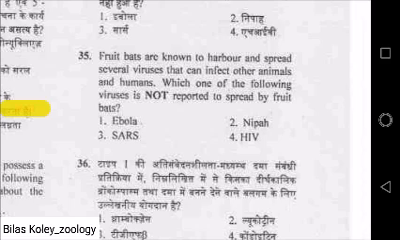Now we will discuss question 35. Fruit bats are known to harbor and spread several viruses that can infect other animals and humans. Now the question is, which one of the following viruses is not reported to spread by fruit bats? And the options are Ebola, Nipah, SARS and HIV. In this question, the right option is 4.